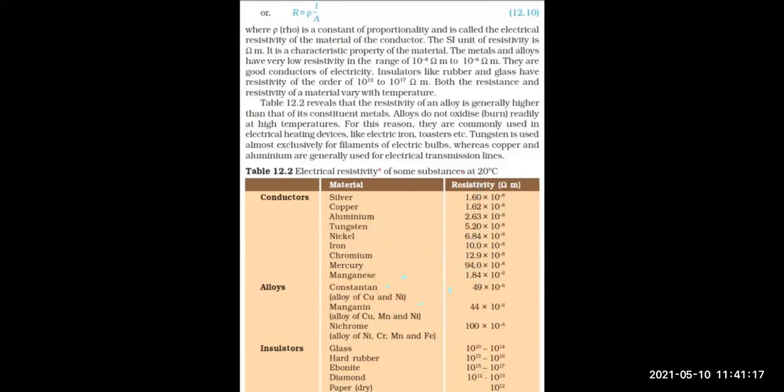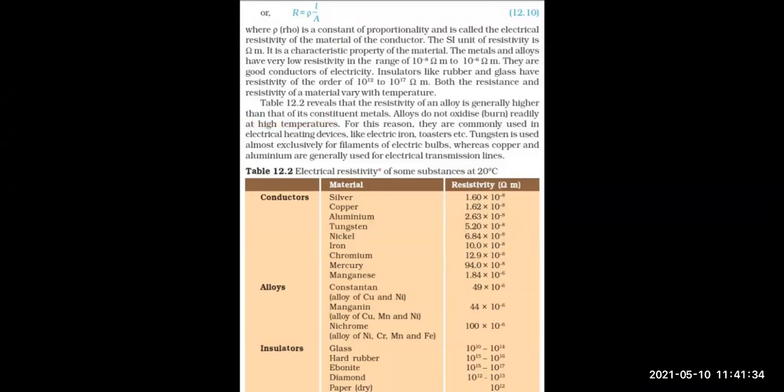And electrical resistivity, first thing, depends upon the material. For different materials, you can see the table, the electrical resistivity is different. And secondly, it depends upon the temperature. At high temperature, the electrical resistivity is going to be high.